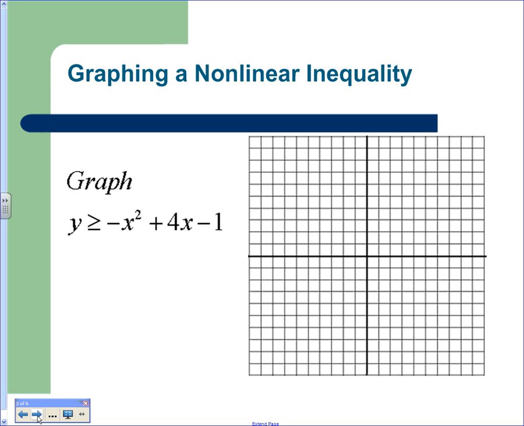All right, so what are we looking at this time? Why is it a parabola? Okay, so what do we have to do to be able to graph this?